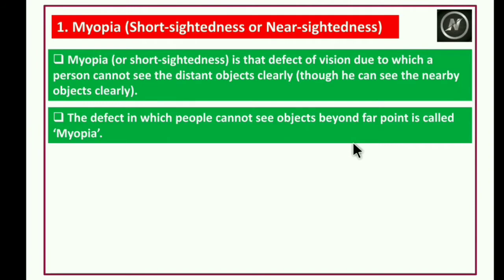The defect in which people cannot see objects beyond the far point is called myopia. For a healthy person, the far point is infinity, meaning a healthy person can see objects which are at infinity. But myopia is the defect in which people cannot see objects beyond the far point.